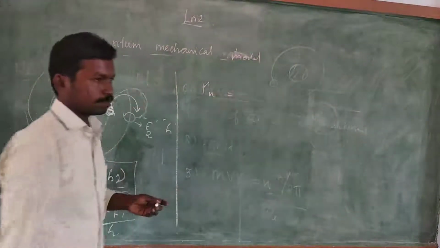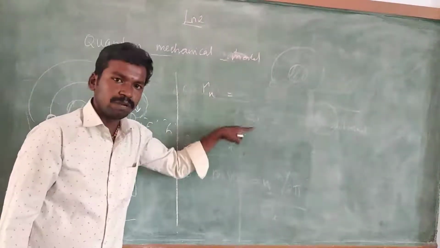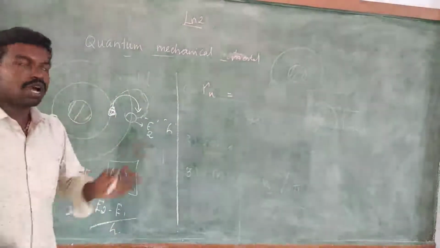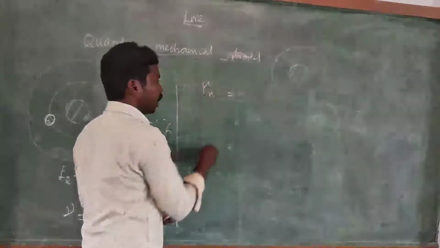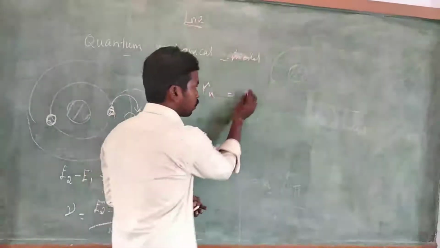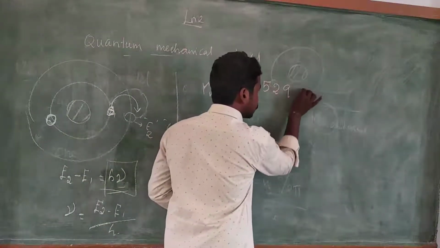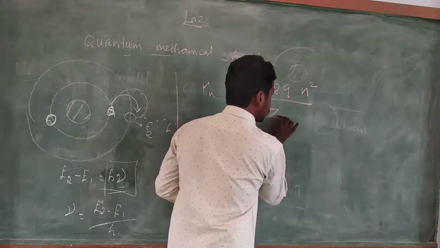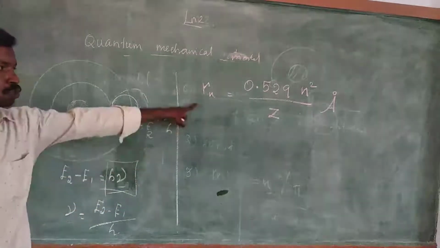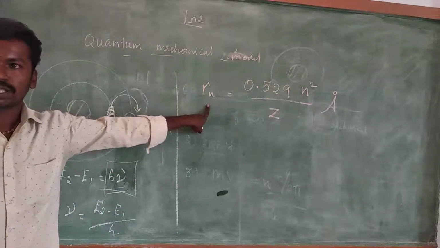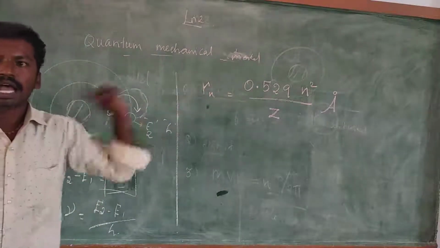Radius rn, the radius of an orbit. Here n means the first orbit has n value 1, the second orbit 2, and so on. From the Niels Bohr atomic model, the radius of the nth orbit is given by 0.529 n square divided by z, and the unit is Angstrom. So this is the term used to calculate the radius of the nth orbit: 0.529 n square divided by z Angstrom.